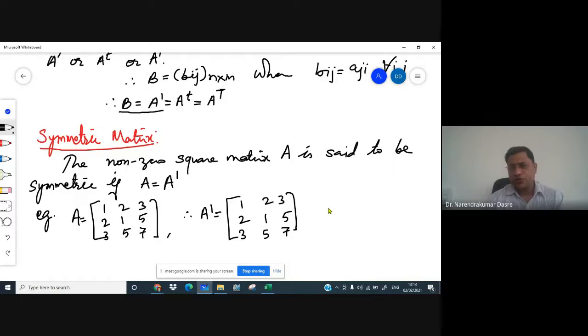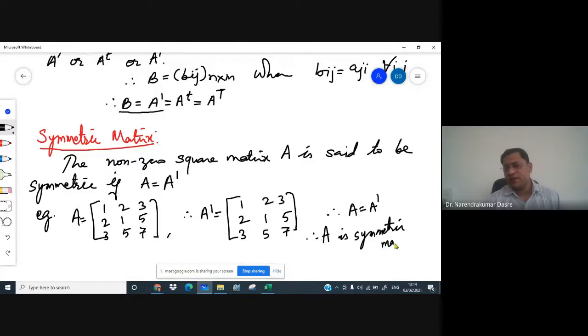Now if you compare A and A transpose, you can see these two matrices are the same. These are not two different matrices, they are the same. And when we have A equal to A transpose, we can say this is symmetric, and hence A is a symmetric matrix.